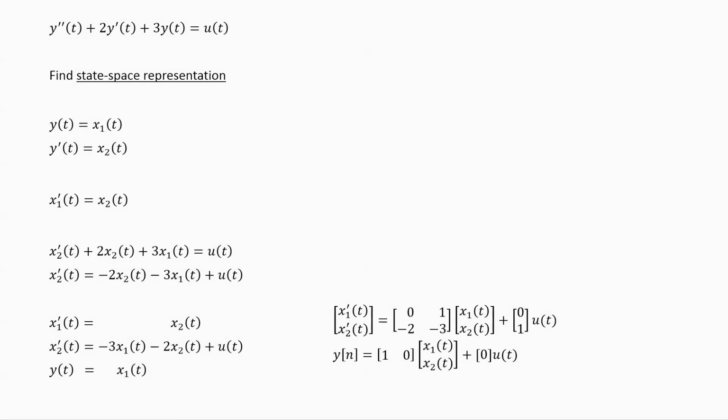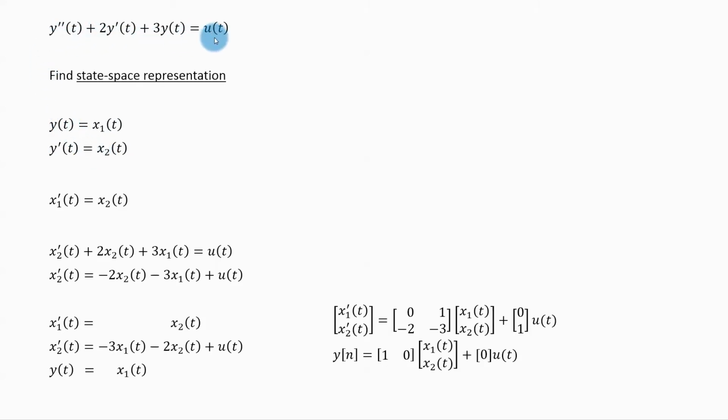On this slide, I have an example where I want to do the transformation in the opposite direction. Here I have the input-output representation of the system, and I would like to find the state space representation. To do this, I will denote the output of the system as the first state variable, and I will denote the derivative of the output as the second state variable. Now when I substitute this equation into this one, I will get this, and I will use this as my first state equation.